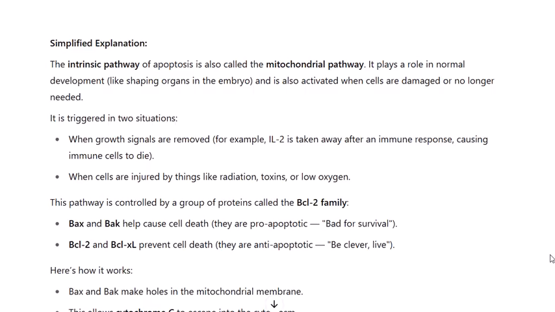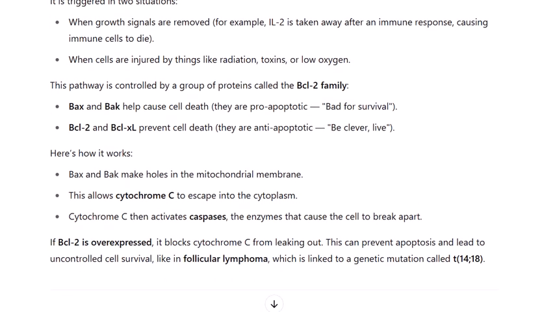Here's how it works. BAX and BAK make holes in the mitochondrial membrane. This allows cytochrome C to escape into the cytoplasm. Cytochrome C then activates caspases, the enzymes that cause the cell to break apart.